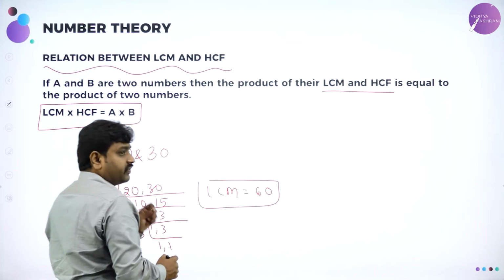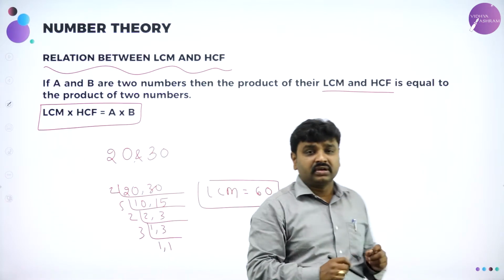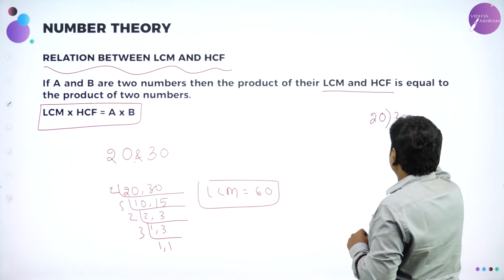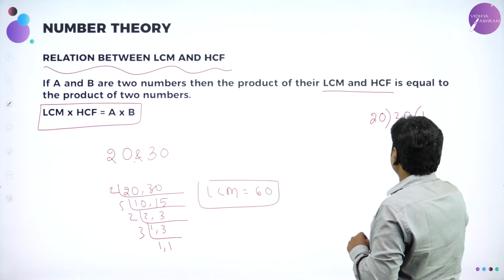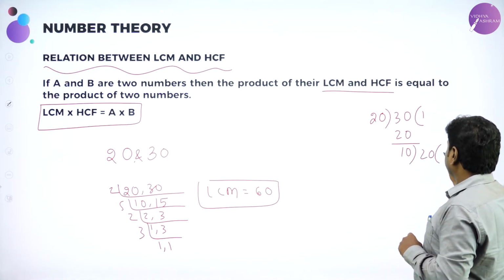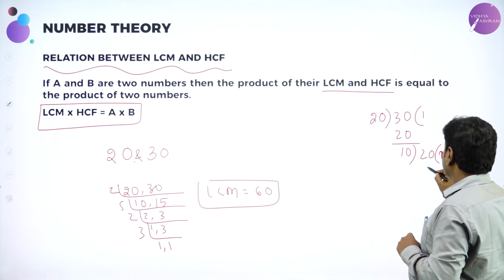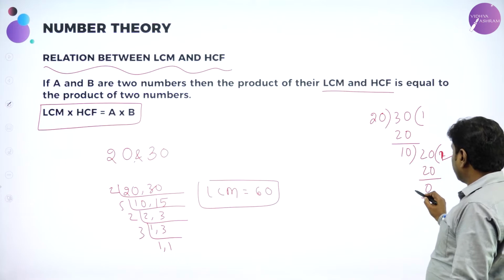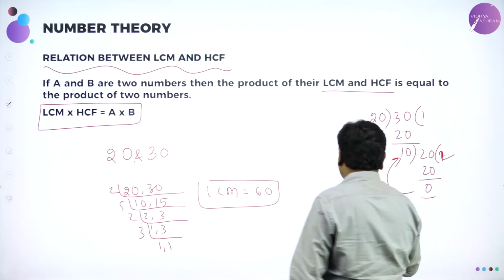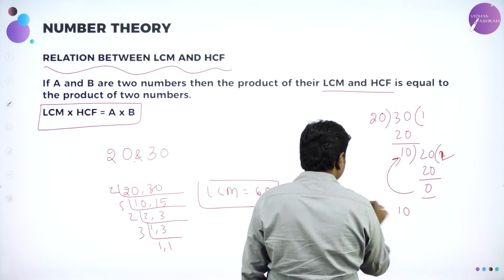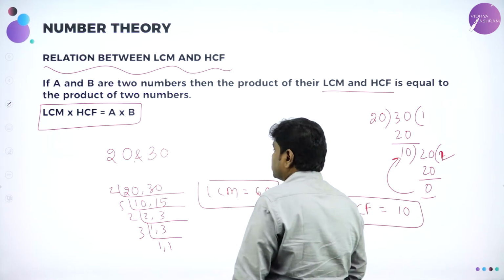Then I'll find HCF. How to find HCF? HCF can be found out by division method. 20 I'll take, 30 I'll take and divide. 20 1s are 20, remainder is 10. Then take this 10, 10 2s are 20, remainder is 0. So whenever you get 0, the above value is HCF. Now you got HCF. What is HCF? HCF is 10.